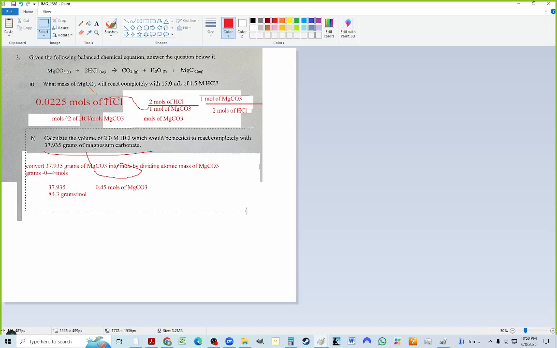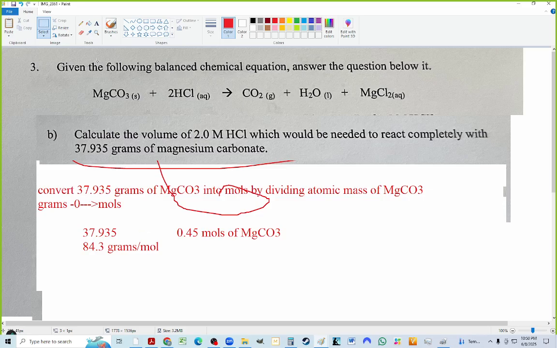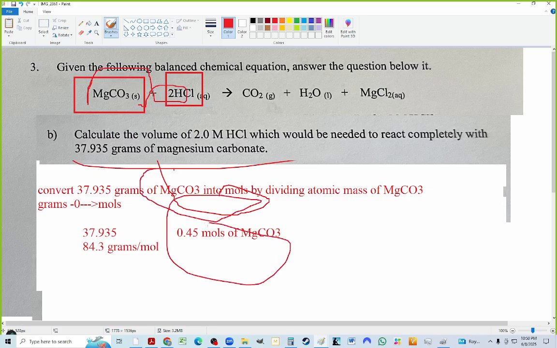Now, my question to you, looking at the formula, what's the molar relationship between HCl and magnesium carbonate? We have two HCl to every one magnesium carbonate. Right. So if I told you I had 1 mole of this, how many moles of HCl would I have? You'd multiply it by 2, right? Well, then I have this, so I should multiply this by 2 to figure out how many moles of HCl I have, right?